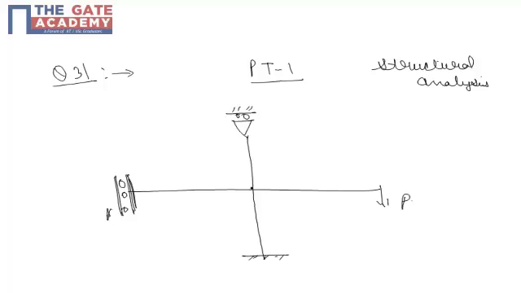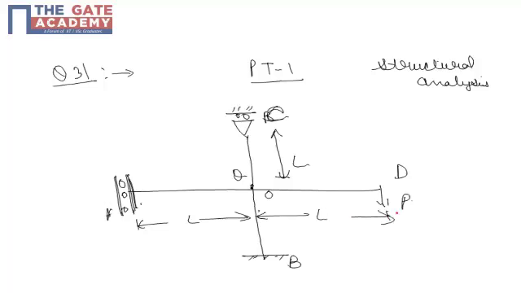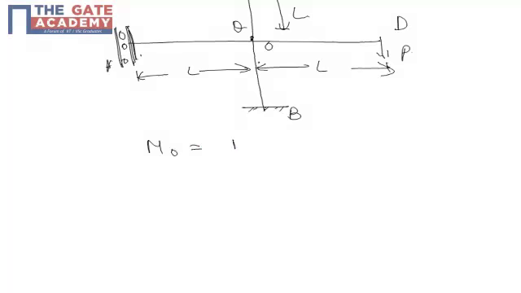It is asked what is the value of the fixed end moment at support A, and the length of each span is given as L, and this is point O. Now the moment acting at point O is P into L. So the moment at O is P into L, which will be shared by member 1, member 2 and member 3.